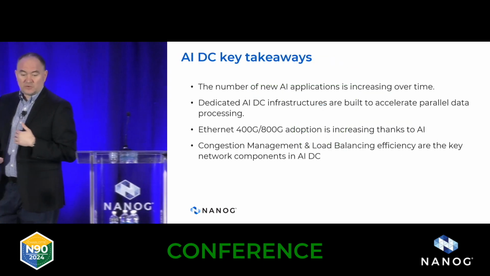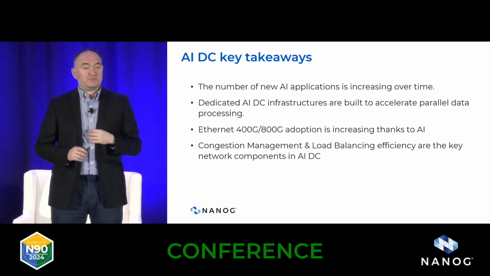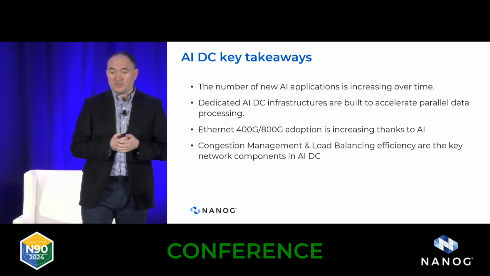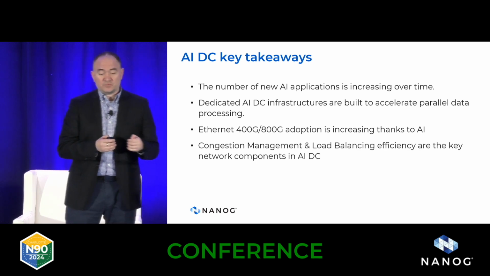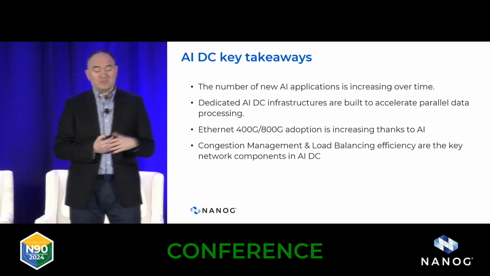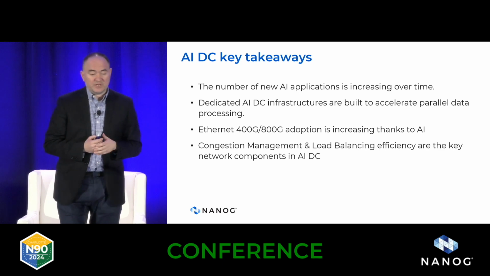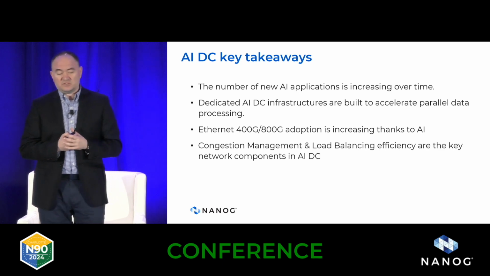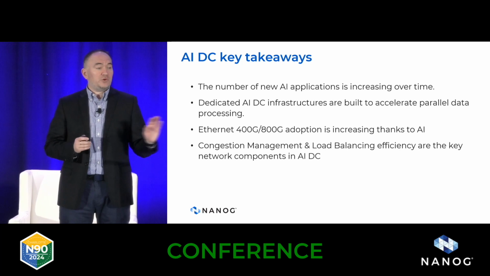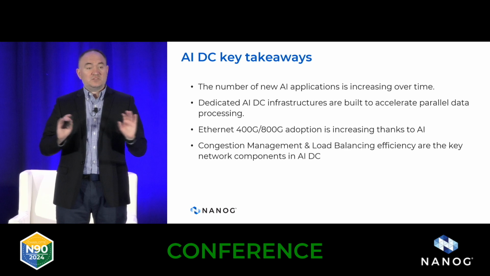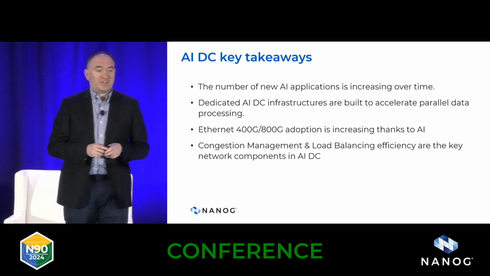So key takeaways: we have a lot of applications that can be used in the AIDC context. Different large language models are currently evolving. So we have large language models, small language models, so applications are really driving the deployments. The second point is dedicated DC infrastructure, with 400, 800 gig increasing thanks to these application deployments. And the last point we covered during this session is congestion management and load balancing. These are the two key topics for the AIDC context.